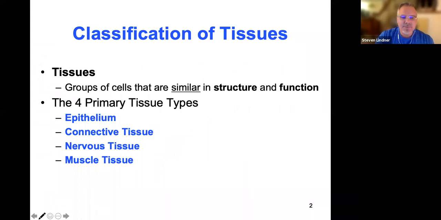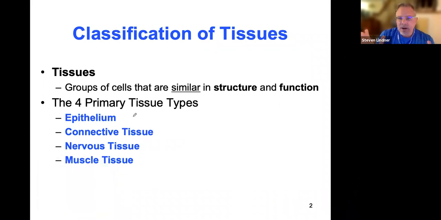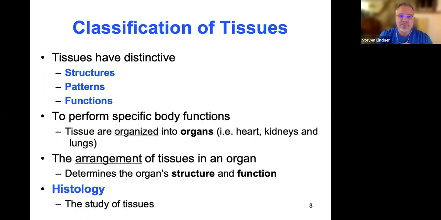Okay, so to review, I know I've repeated this several times, but repetition works. There are four primary tissue types. There's epithelium, there's connective tissue, and these two are big groups. There's a lot of subcategories under them. Neural tissue and muscle tissue are easy to learn, easy to understand. Not that epithelium and connective is impossible. There's just lots of subcategories that I need to explain to you.